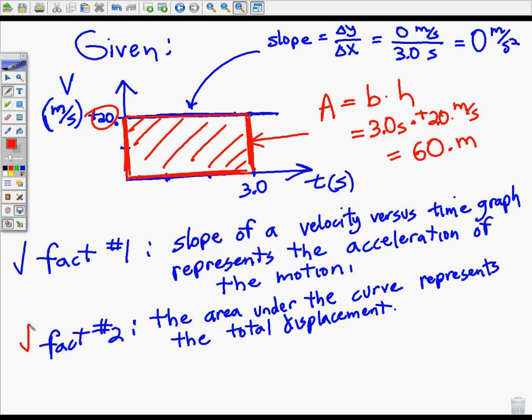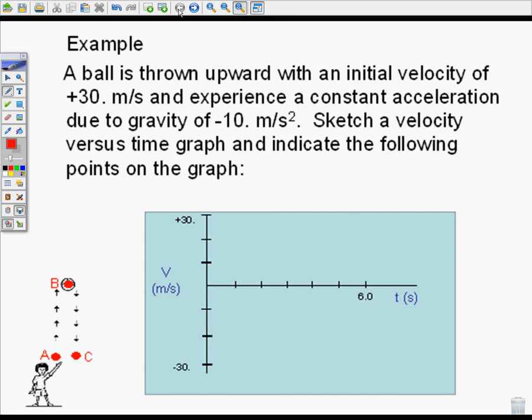Okay, so let's go to a sample problem. You should take a moment and actually, you're probably best off copying this down here. What we have is a ball being thrown upward.